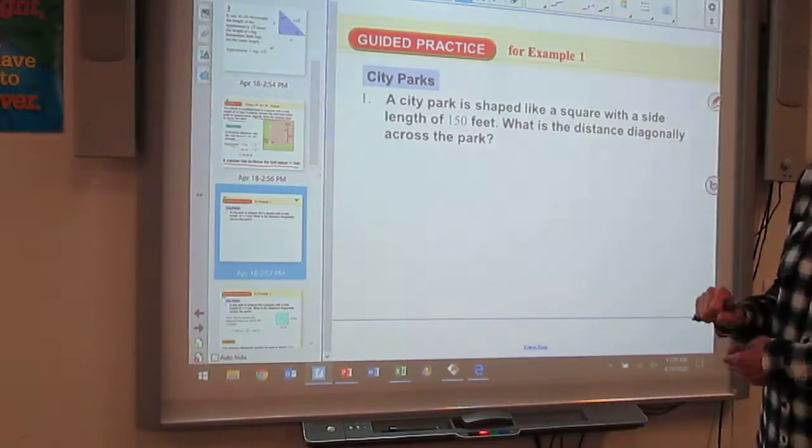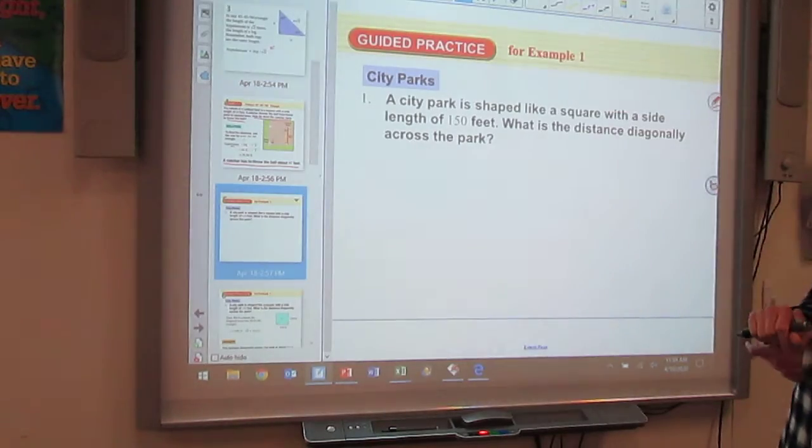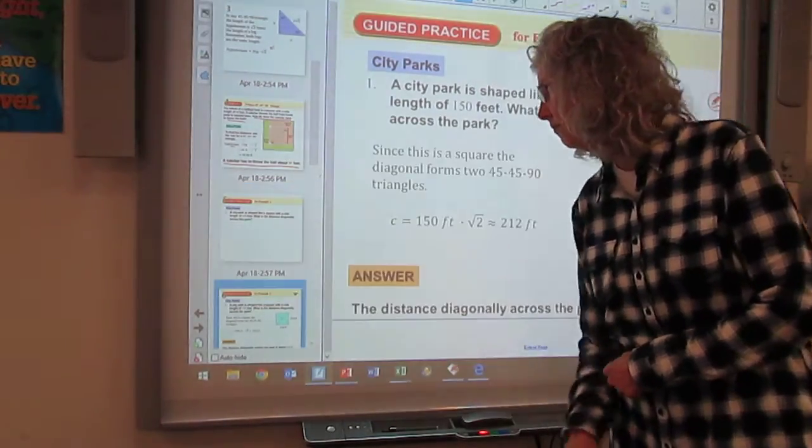I'm going to give you another example. I want you to freeze your video, pause it, and work on this one. A city park is shaped like a square with a side of 150 feet. What's the diagonal across? You have to run the diagonal. How far do you have to run? Solve that one, and then I'm going to put up the answer.